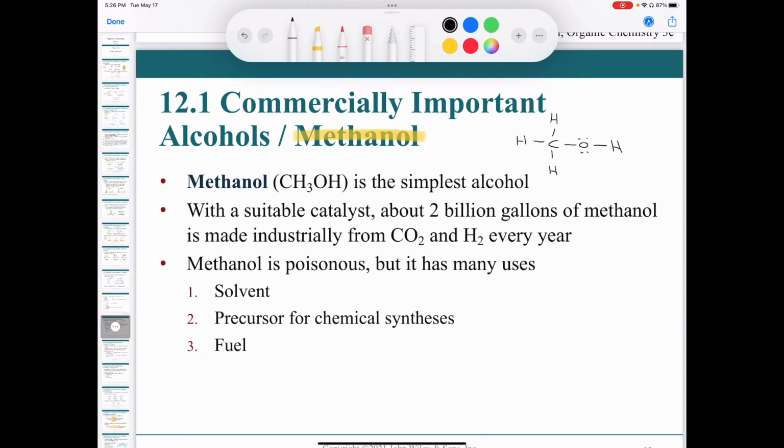With a suitable catalyst, it says here that we make about 2 billion gallons of methanol per year from carbon dioxide and hydrogen. And methanol has a wide variety of uses. It is used as a solvent. It dissolves many different organic compounds. It can be used as a solvent in a reaction. It can be used as a precursor for chemical synthesis. That's just a way of saying it can be used as a reagent. And it can also be used as a fuel.